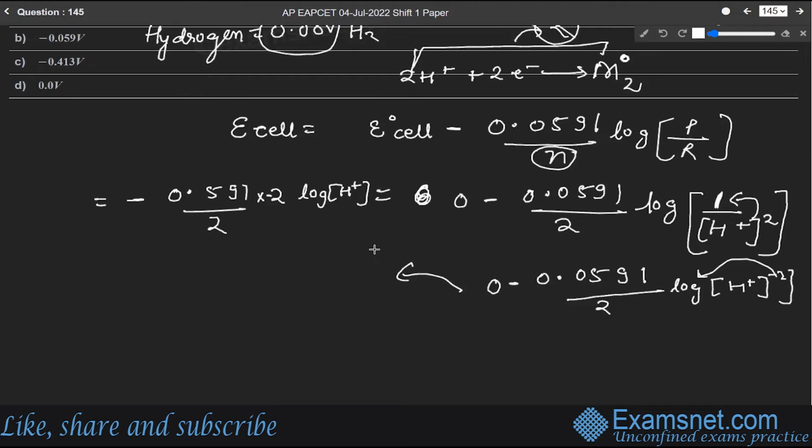Log H positive is nothing but pH, right? So if you cancel, minus minus would come as plus, and the answer would come as 0.059 pH. The unit would be pH. So let's recheck the options.